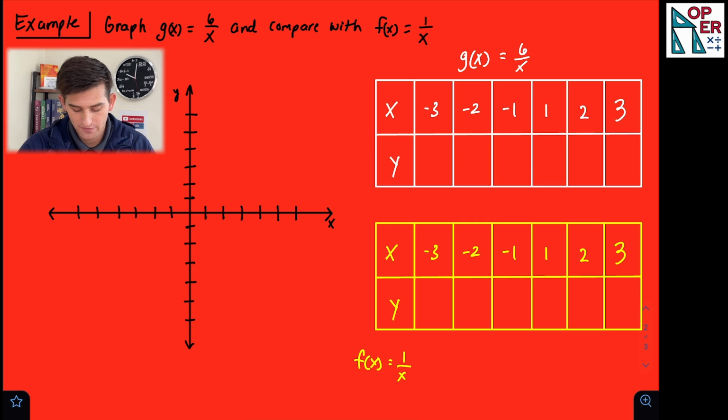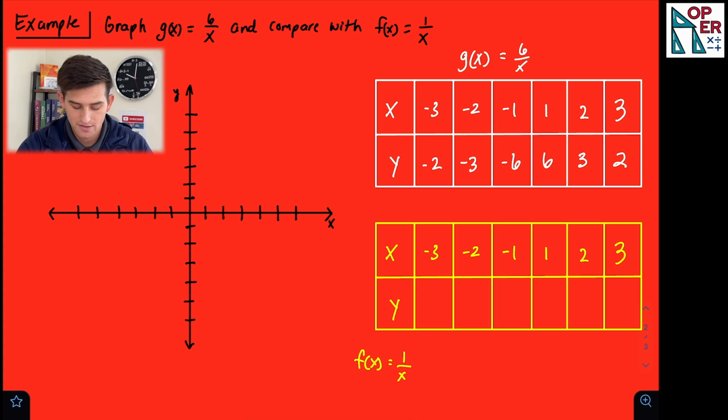So let's plug in -3. So we're just going to take 6 and divide it by all of these x values. So 6 divided by -3 would be -2. 6 divided by -2 would be -3. 6 divided by -1 would be -6. 6 divided by 1 is 6. 6 divided by 2 is 3, and 6 divided by 3 is 2.